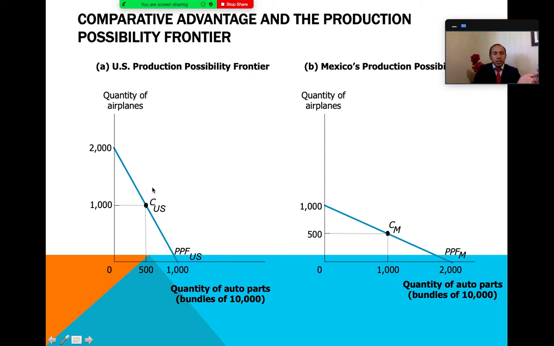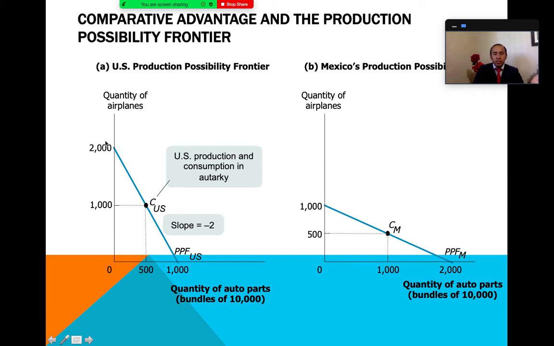The United States, under Autarky, the point of self-sufficiency, produces its own goods within its domestic borders, and consumers consume their own goods. Domestic production and domestic consumption. The United States has the ability to produce airplanes and auto parts, and is currently consuming a consumption bundle of 1,000 airplanes and 500 auto parts.